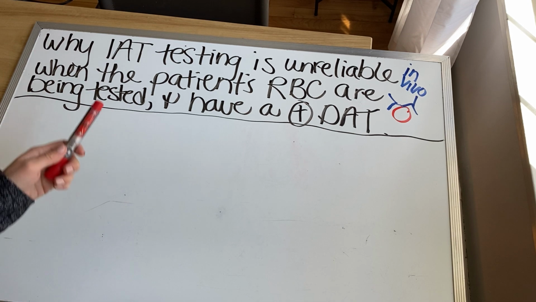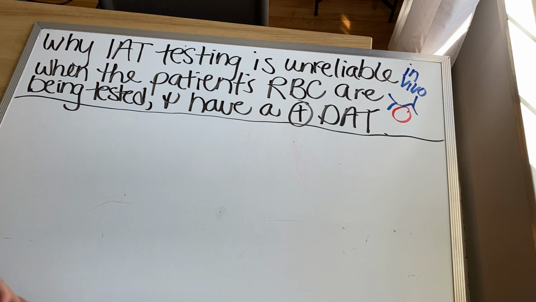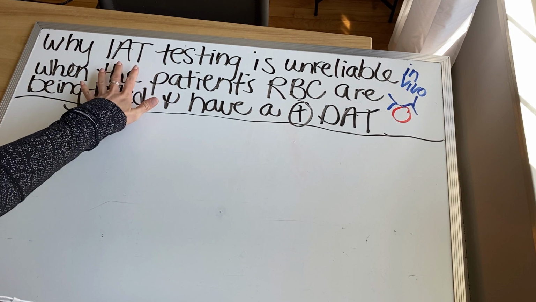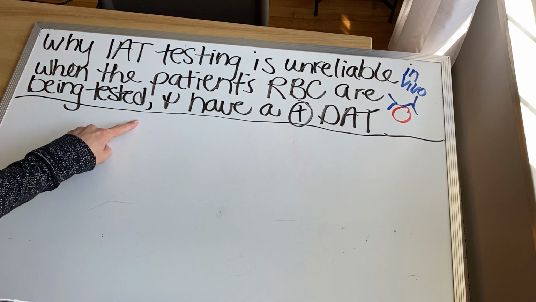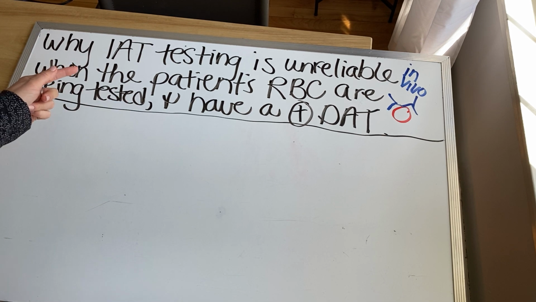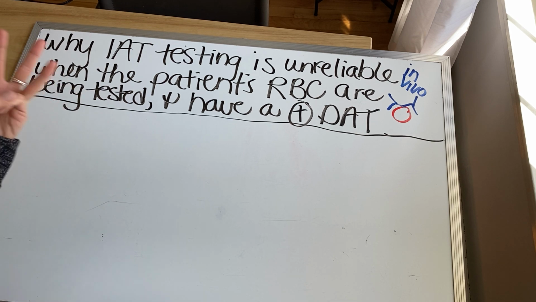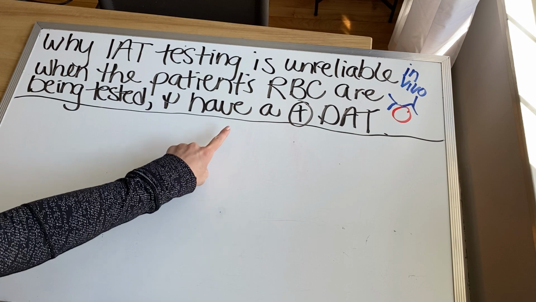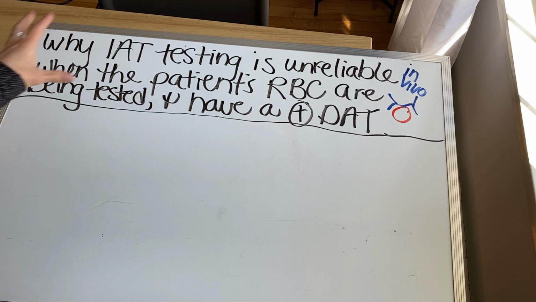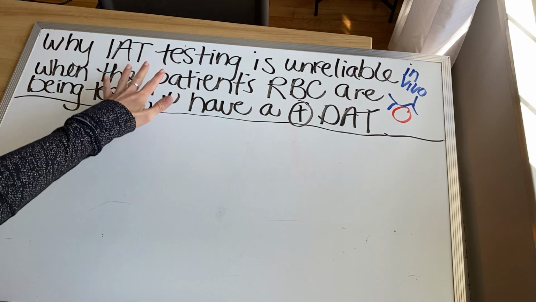So if we're doing IAT testing when the patient's red blood cells are being tested and have a positive DAT, we can't actually do the IAT test. We can do the IAT test even if a patient's red blood cells have a positive DAT if we're testing the plasma. So we do IAT testing with the antibody screen. We bring it through to IAT with the 3 screening cells, and we use the patient's plasma. That's okay, even if the patient's red cells have a positive DAT. As long as we're using the plasma portion, this positive DAT will not affect the IAT results.